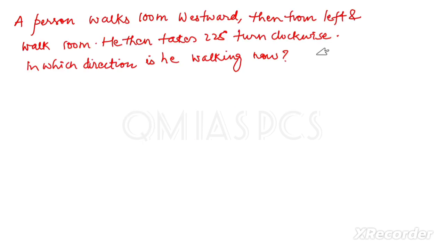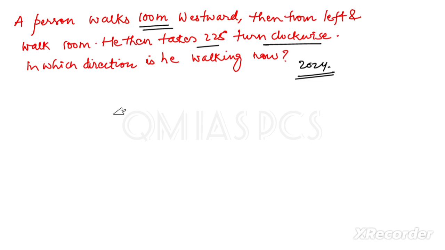Okay, this is from UPSC 2024, and the question is: a person walks 100 meter westward, then turns left and walks 100 meter. He then takes a 225 degree turn in clockwise direction. In which direction is he walking now? So the final direction is what UPSC is asking.